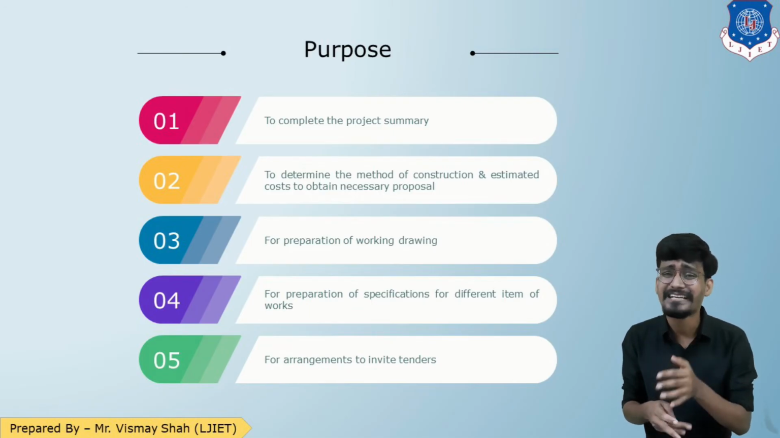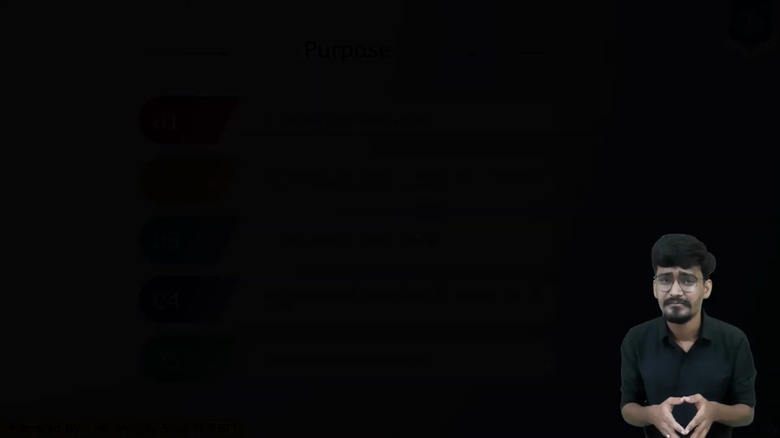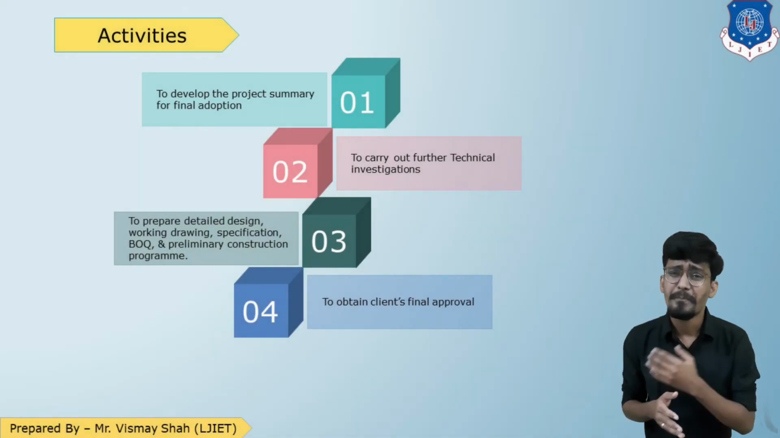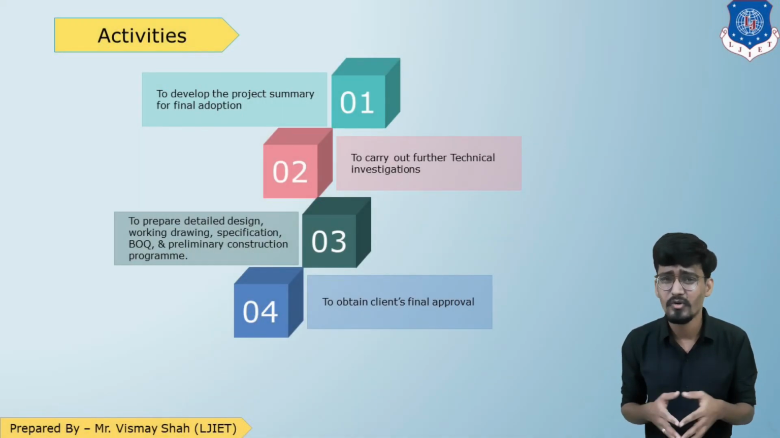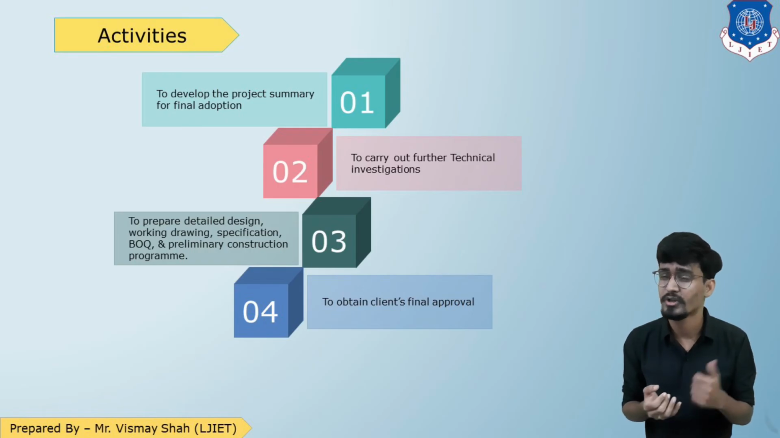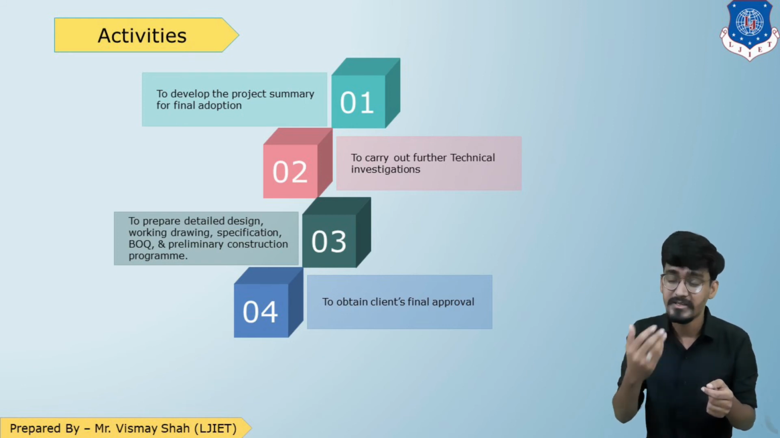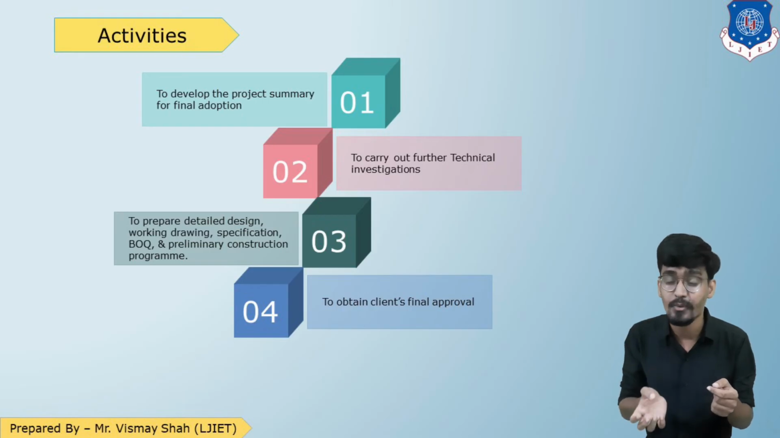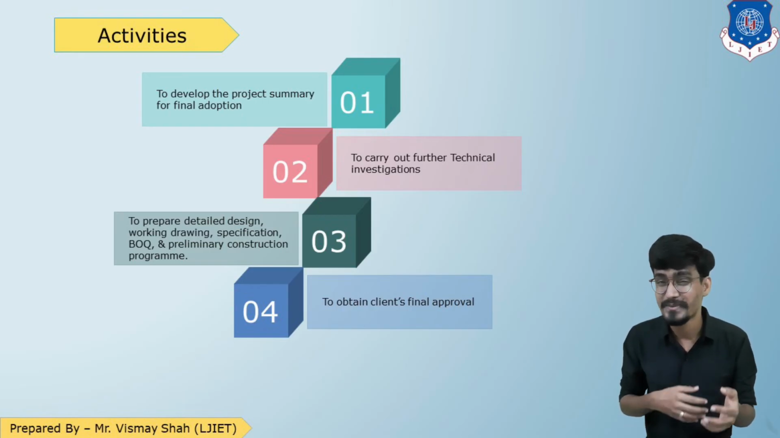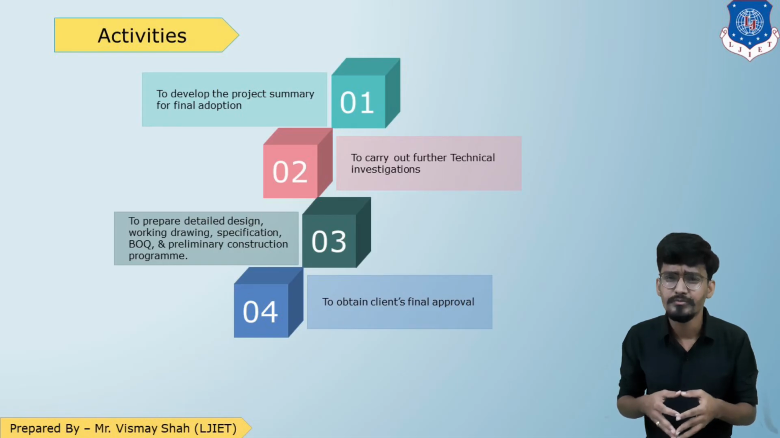Now let us look at the activities involved in the designing stage. The purposes and the activities are more or less similar: to complete the project report or the project summary, then to carry out further technical investigations, that now you are going with this method of construction, what can happen, what are the consequences, then to prepare the drawings, the specifications, BOQ, and preliminary construction program. And the last is to obtain the client's final approval. So these are the activities done in the designing stage.